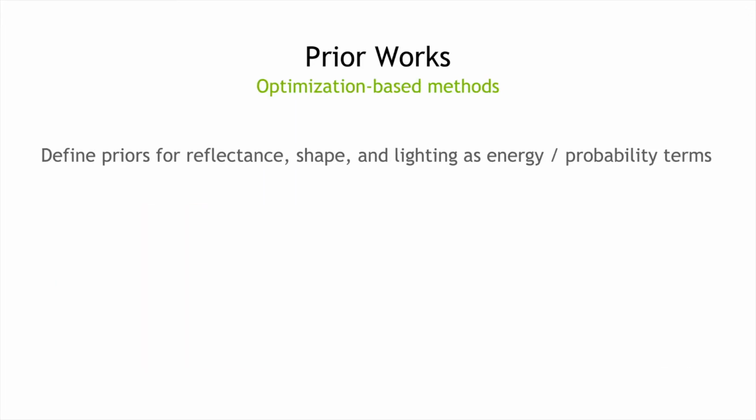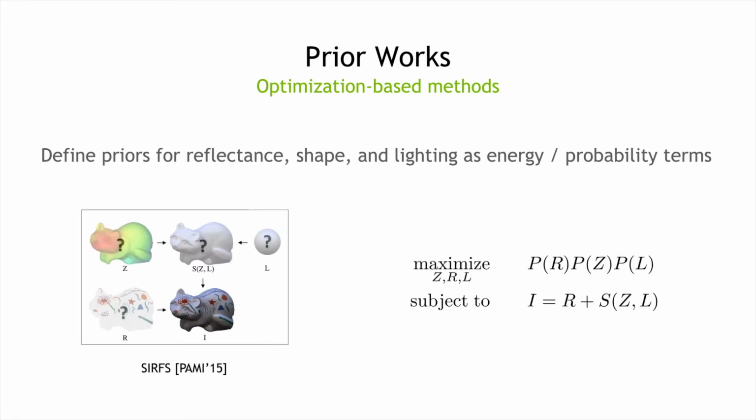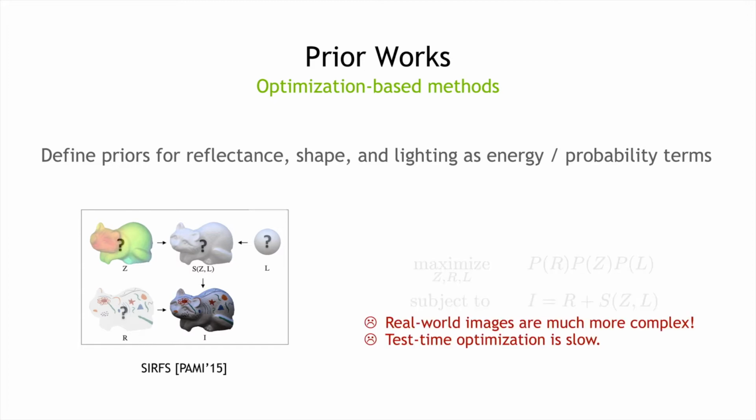Before deep learning methods became popular, classic methods usually approached this with an optimization-based framework, using priors of human knowledge to constrain this ill-posed inverse problem. One representative work is SIRFS. It proposed a statistical inference framework and optimized for solutions that are more likely to happen. However, real-world scenes are complex. These methods usually rely on handcrafted priors that are too simple for the real world and can lead to severe artifacts. Also, the test-time optimization makes this method hard to run in real time.